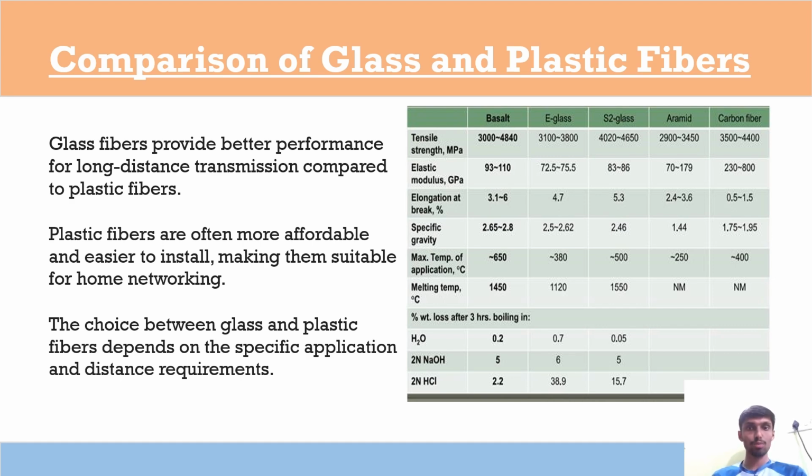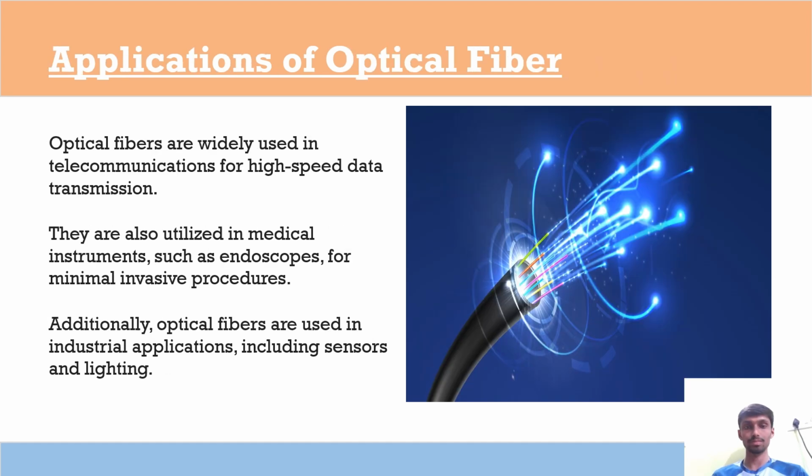And these are some properties: tensile strength, elastic modulus, elongation at break, specific gravity, maximum temperature of application, melting temperature, and weight loss after 3 hours of boiling in water, NaOH, and HCl. These are the properties for comparison of glass and plastic optical fibers.